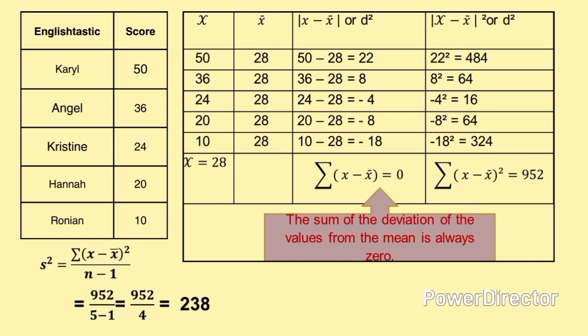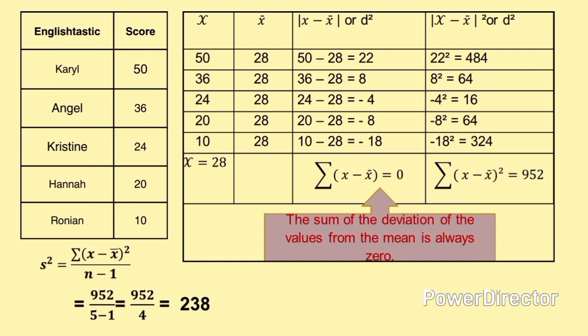So 22 squared is equal to 484. 36 minus 28 is equal to 8. So 8 squared is equal to 64. 24 minus 28 is equal to negative 4. Negative 4 squared is equal to 16. 20 minus 28 is equal to negative 8. So negative 8 squared is equal to 64. 10 minus 28 is equal to negative 18. Negative 18 squared is equal to 324.